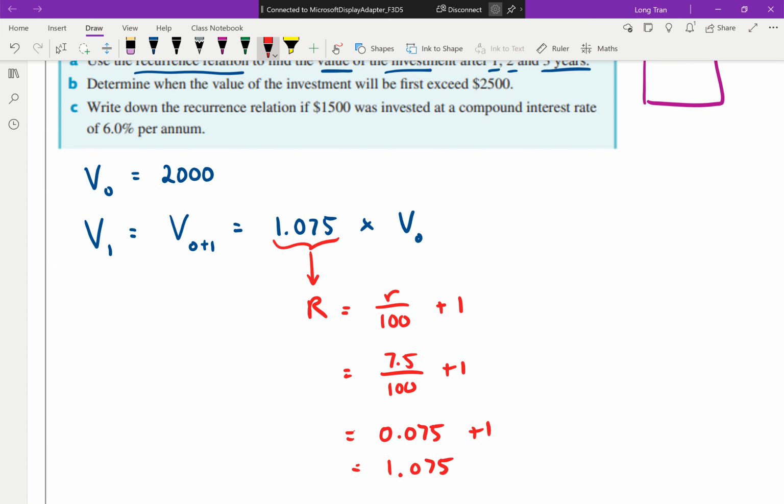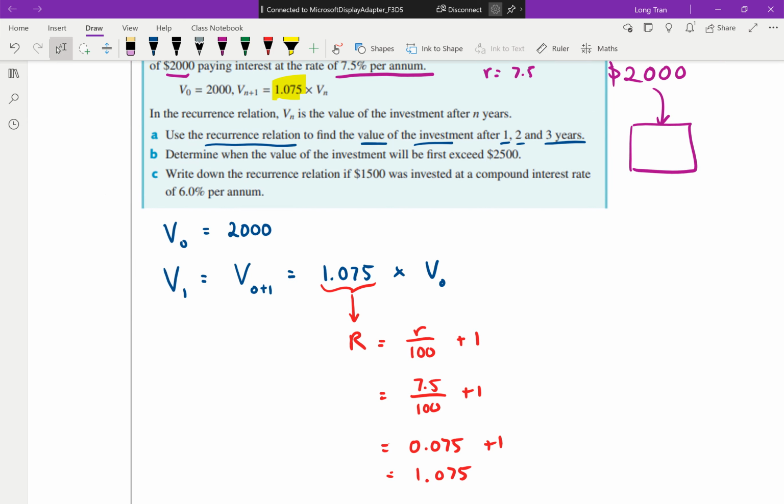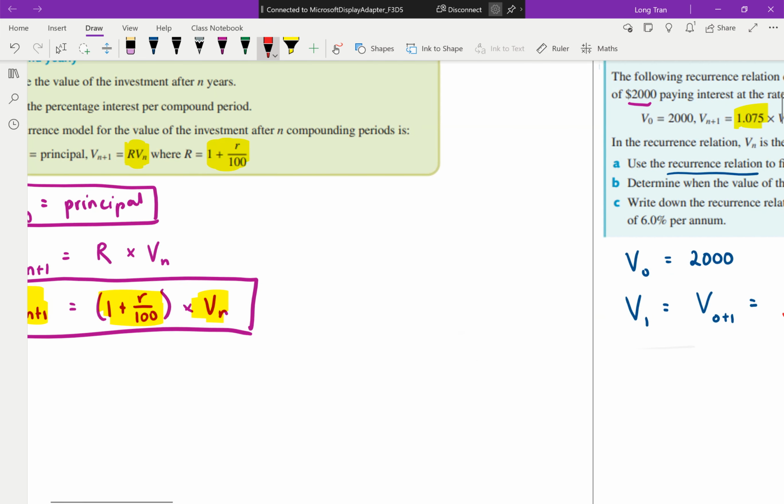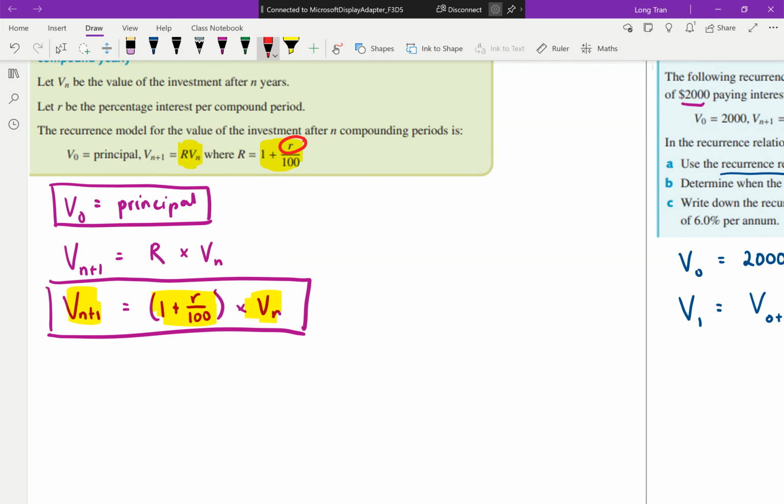Okay, so you're relying on the interest rate they gave you. So you started off here. They gave you 7.5% per annum. If you applied it into the formula that you had over here, so this is R. If you applied 7.5 over here, that's how they got 1.075. That's where they got it from. Okay?